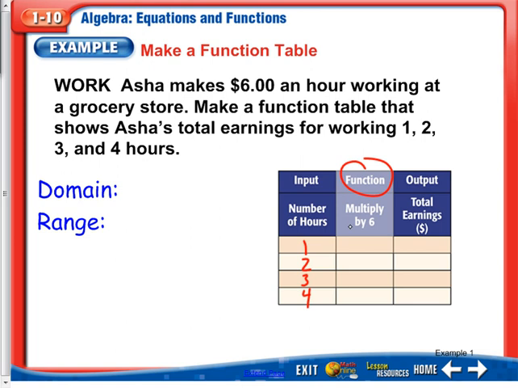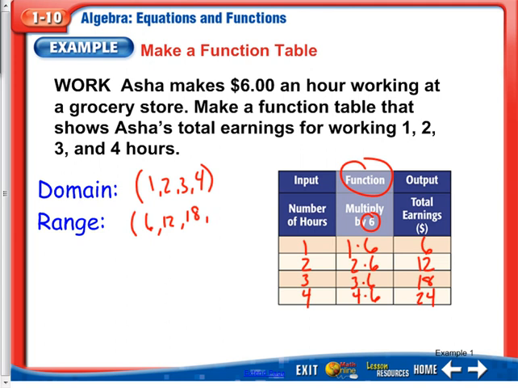That's the rule. So we're going to do 1 times 6, 2 times 6, 3 times 6, and 4 times 6. So I got my numbers 1, 2, 3, 4 from here, and multiply by 6 came from my rule. So I'm going to get $6, and $12, then $18, and then $24 after the 4th hour. So my domain, my inputs, were 1, 2, 3, and 4. My range was 6, 12, 18, and 24.